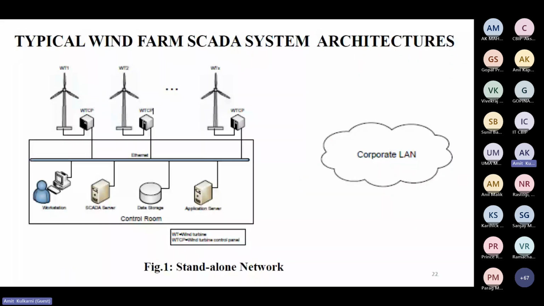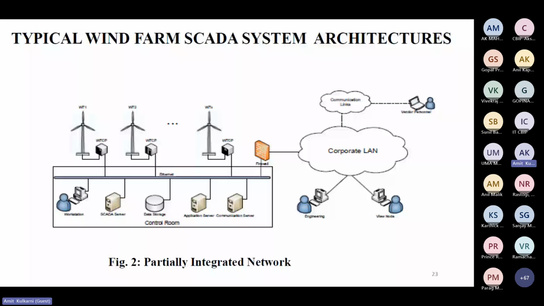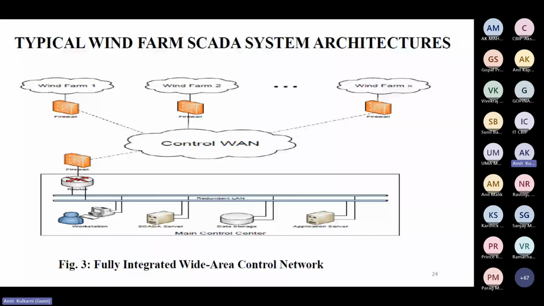Generally, there are different types of wind farm SCADA system architectures which we have. One is standalone, as seen. Wind turbines are connected to local cyber systems through Ethernet and LAN. In the second, they are partially integrated with the network, where they may be connected with the corporate LAN with a firewall. In the third case, they are wide area network connected. That is, different wind farms are connected through WAN to the main control center, where they are dispatching the RE data from where the RE monitoring is going on.